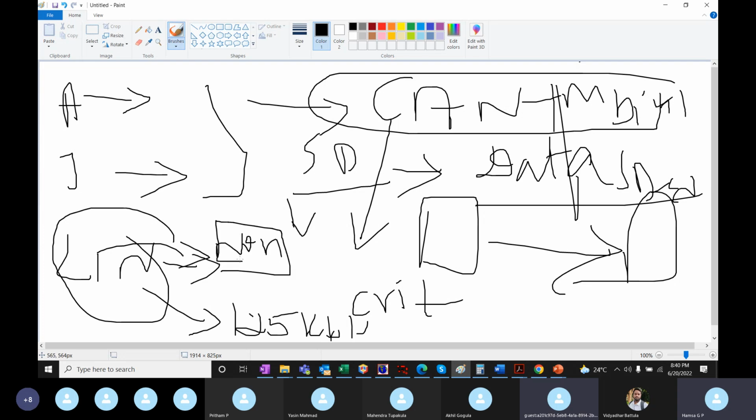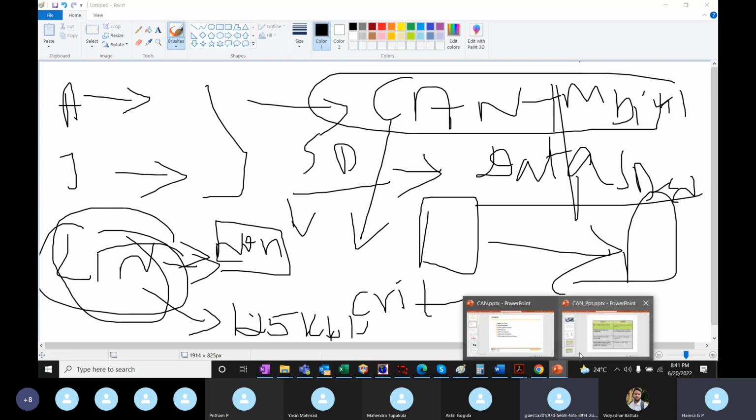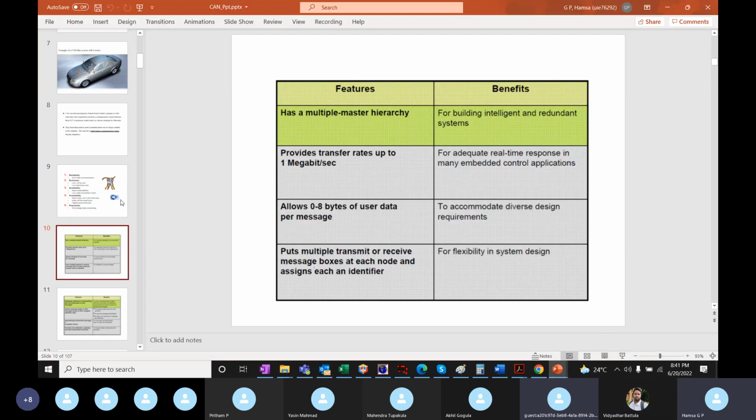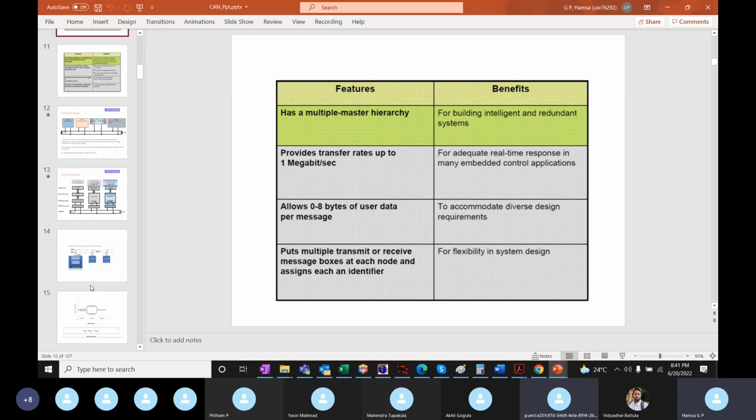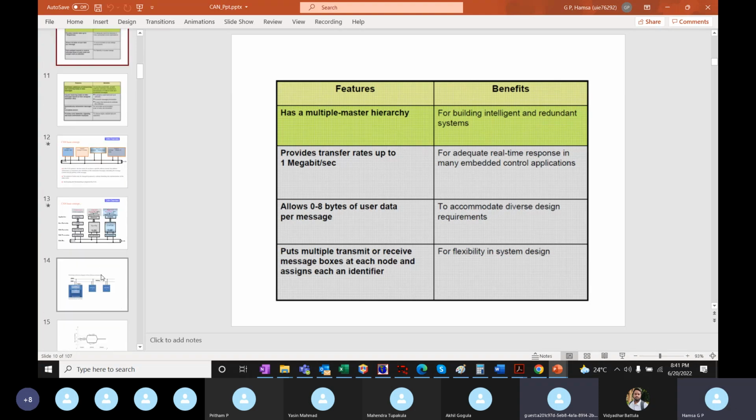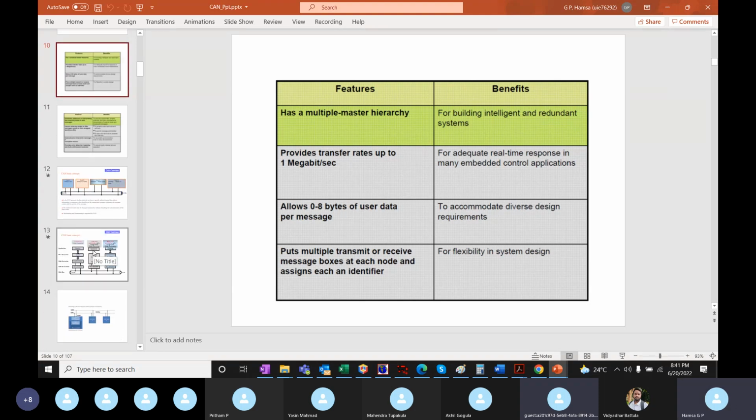What are examples of non-critical functionalities? Power windows, power doors, wipers. Here the LIN protocol will be used. This is one of the features. I'll come back to the next feature when we discuss more about the CAN protocol.